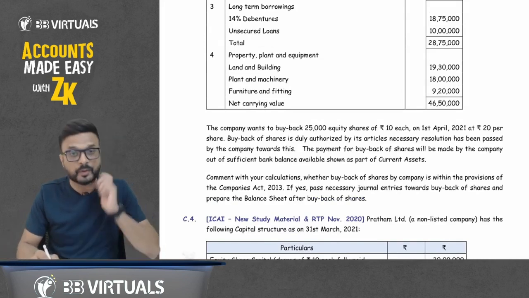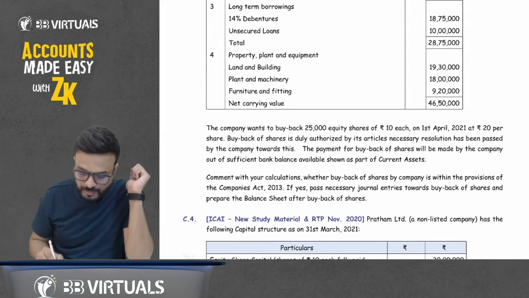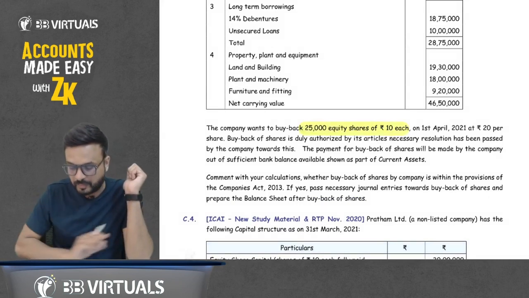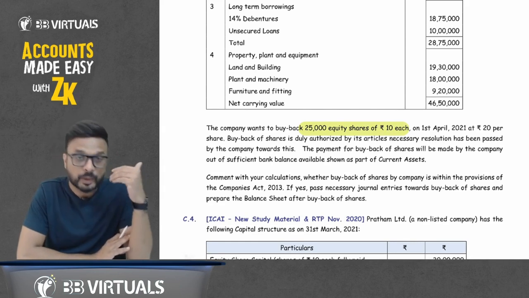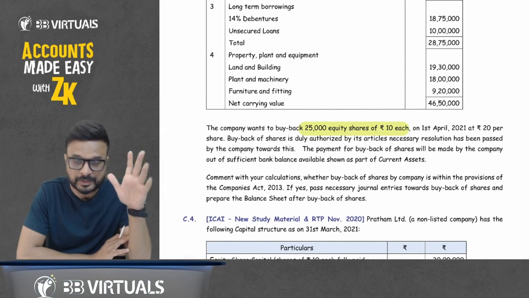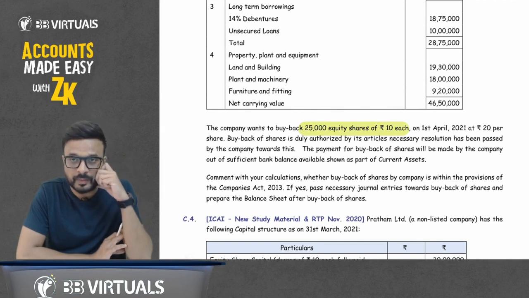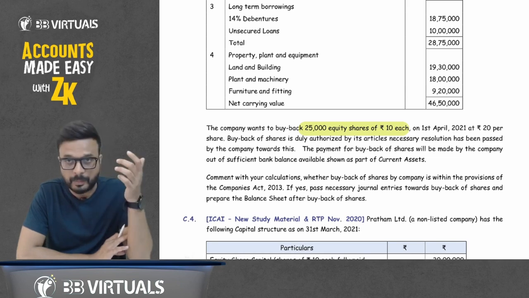So here the number of shares is given: they want to do a buyback of 25,000 equity shares of rupees 10 each. So how many shares do they want to buy back? 25,000 equity shares of rupees 10 each, on 1st of April 2021 at rupees 20 per share. Okay, they want to do the buyback at rupees 20.